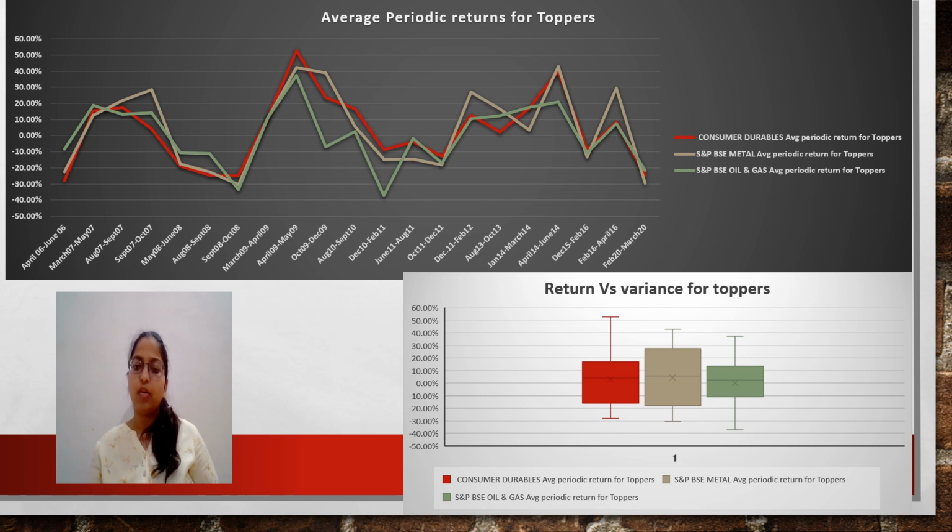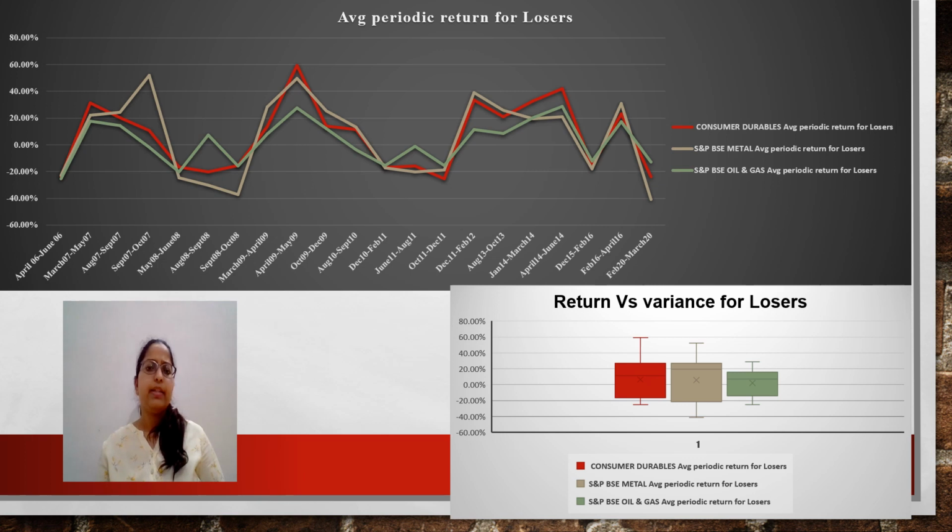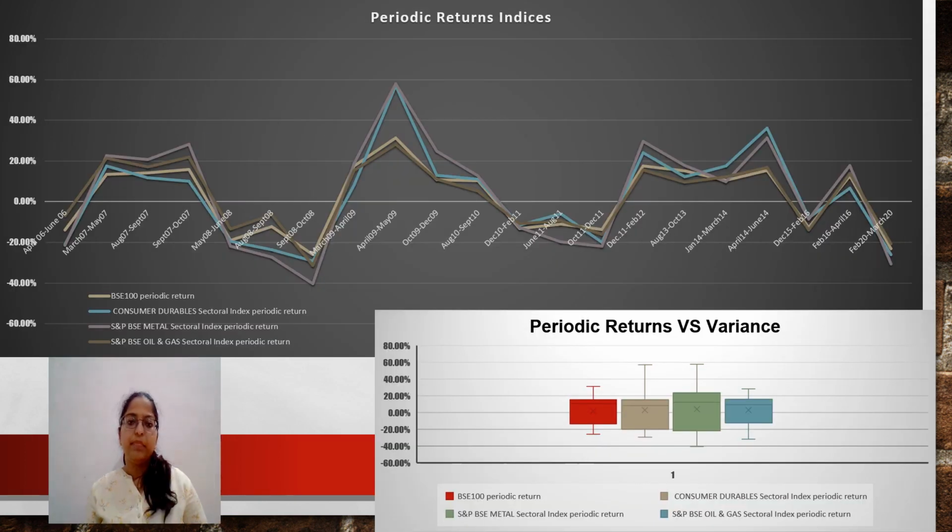In variance, it is also clear that BSE Metal average product return has the highest variance. So it validates that with higher risk comes higher returns. In this, we see no significant trend. So average product return for losers is insignificant. BSE Metal shares have provided the highest return throughout this period, except for the year 2011 to 12. BSE Metal shares also have the highest variance, that is, a highly volatile share.